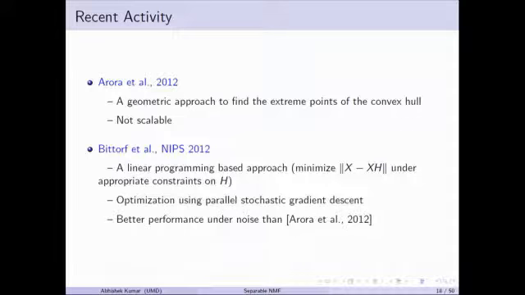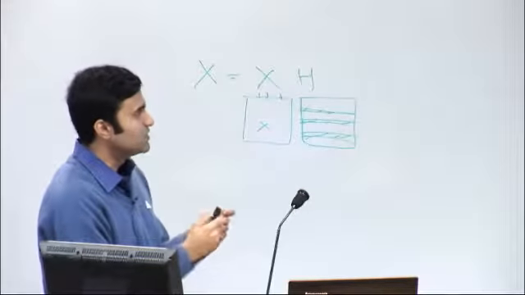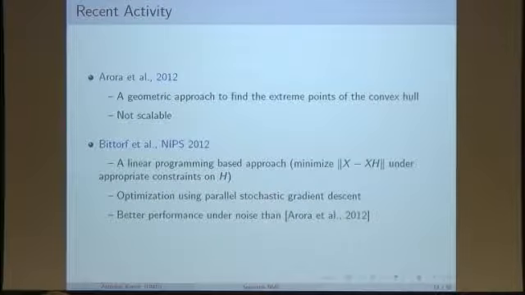So recently, Arora and co-authors came up with an approach where they view this problem as minimizing the Frobenius norm again, but they scale all these points and they solve the convex hull problem. They recover the vertices of this convex hull, and that gives them the matrix W. But this approach is not very scalable. More recently, Bittorf and co-authors proposed a linear programming based method where they minimize the Frobenius norm of X minus X times H under some constraints on H. This again is guaranteed to recover all the anchor columns if the problem is purely separable. They optimize it using parallel SGD, so the approach is very scalable, and the noise performance is also shown to be better than the Arora paper.